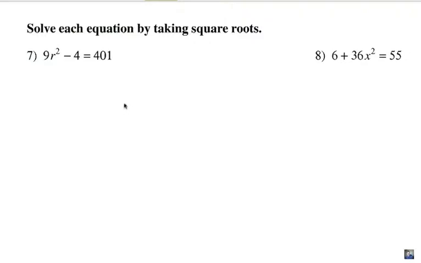All right, for 7 and 8, you're going to be taking square roots. And the clue there is that I don't have in number 7 just a plain r term, and in number 8 just a plain x term. I have a second degree term and a constant. So just a little hint here: you want the second degree r squared term on the left, move the constant over to the right, and then you're going to take the square roots. So good luck with that. Pause the video and let's give it a try.